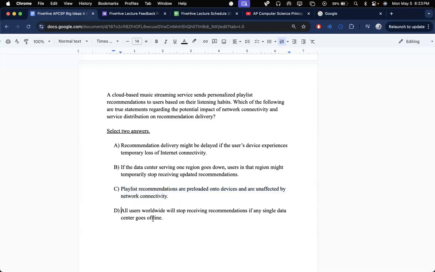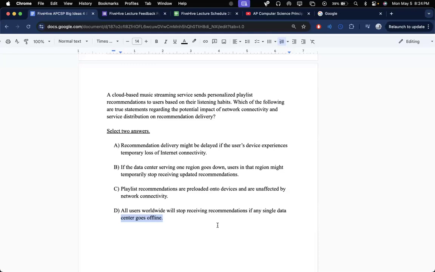And then D, and it's also cloud-based, right? So cloud-based means we're using the internet. And then D says all users worldwide will stop receiving recommendations if a single data center goes offline. We know that can't be true because the internet is dynamic, right? So if it's dynamic, then we know that we are going to be able to change our routing based off of the status of the data centers, right? So if a single data center goes offline, we're using dynamic routing to route the information through other paths. You might be a little less cooked.